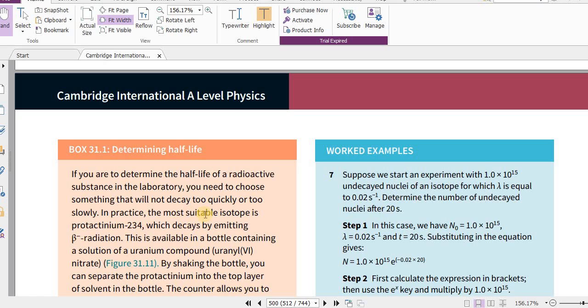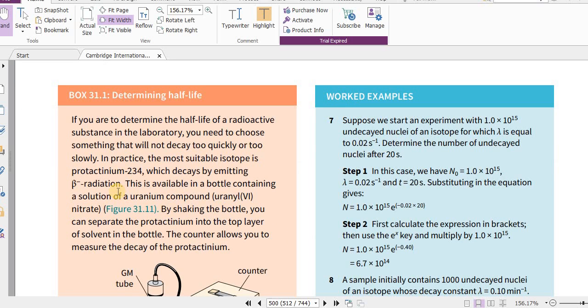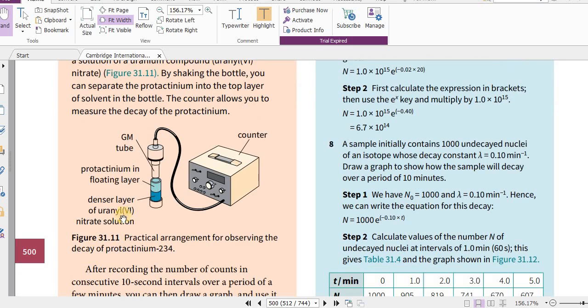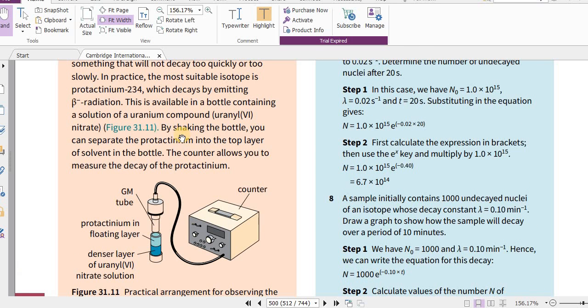In practice, the most suitable isotope is protactinium-234, which decays by emitting beta minus radiation. This is available in a bottle containing a solution of a uranium compound, uranyl nitrate, figure 31.11. You see here the protactinium in a floating layer above a denser layer of uranyl nitrate solution. By shaking the bottle, you can separate the protactinium into the top layer of solvent in the bottle.